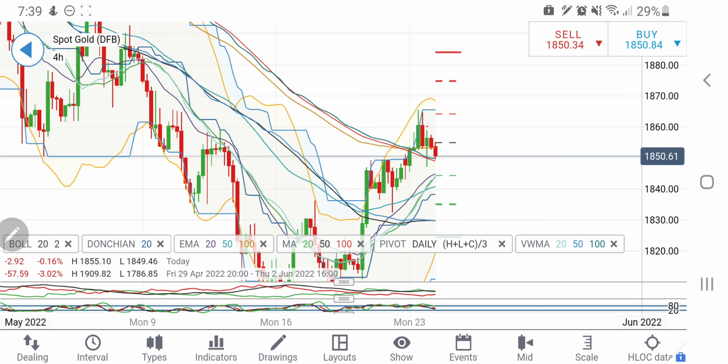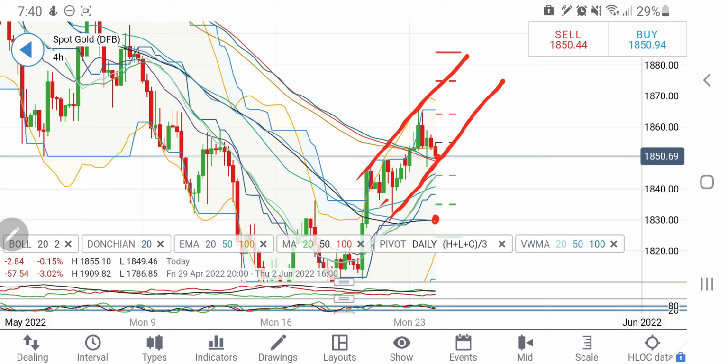At the same time, if it breaks 1855 here, you can say that it is trying to reverse, and possibly it will continue in the upward trend from here onwards. Now look at this. On the 4-hour charts, it is very much still within this channel, and hence any breakout below 1847 will take it towards 1840. Below 1840 we can see a further drop towards 1830 levels, which is going to be a stronger support.